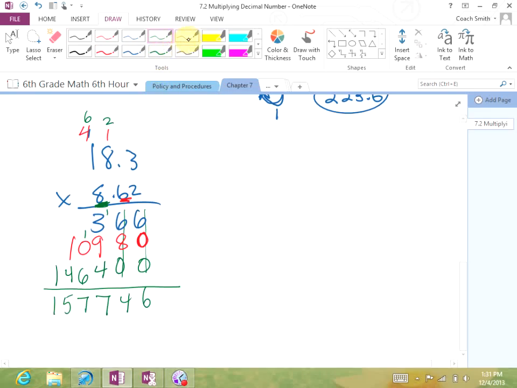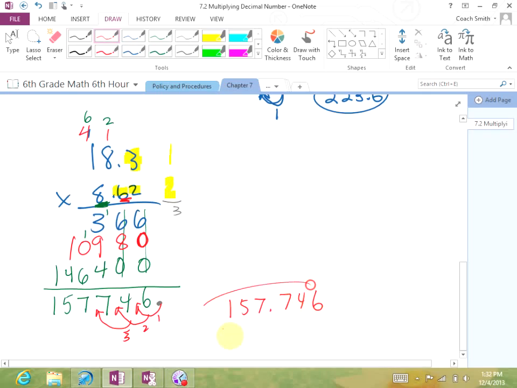So I have now 1 place there, 2 places there, for a total of 3 places. So I take my decimal and I move it once, twice, 3 times. 1, 2, 3. And that gives me 157.746. And that's your answer.